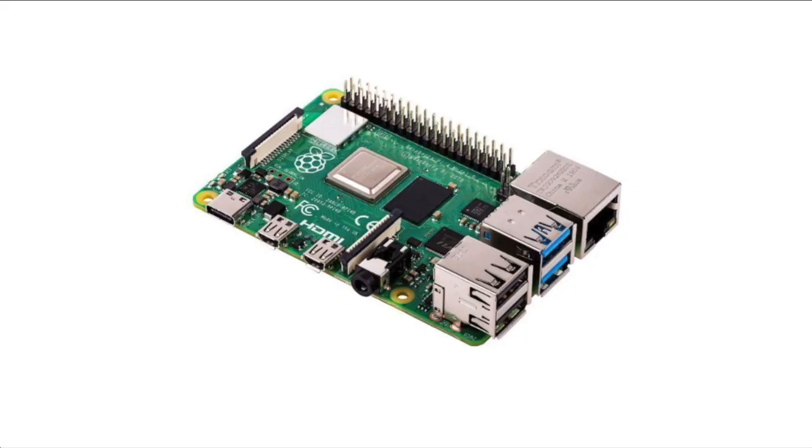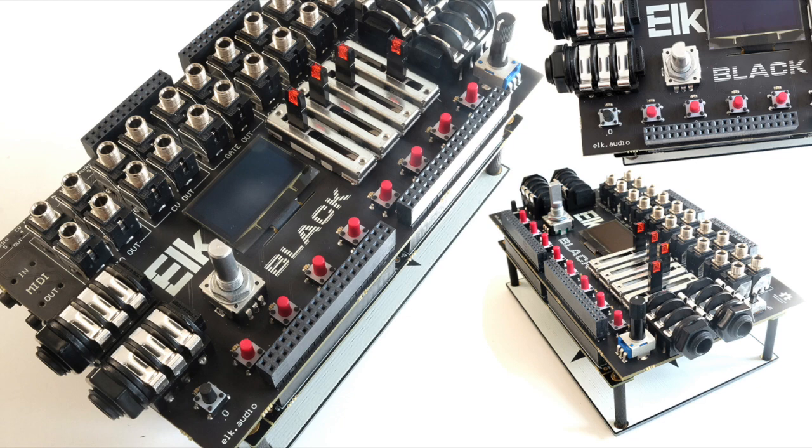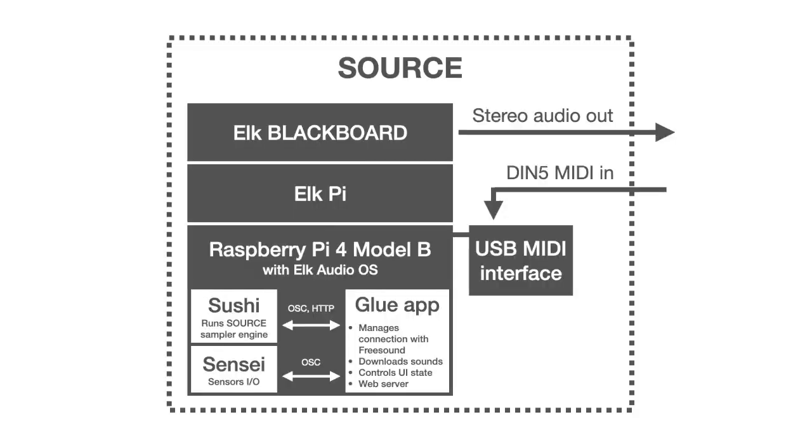Source is composed of a number of software processes that run on a hardware solution based on a Raspberry Pi 4, the Elk Pi Hat for the Raspberry Pi, which provides low latency multi-channel audio input-output, and the Elk Blackboard controller board, which provides the user interface elements, including buttons, faders, a display, and the audio input-output connectors. Here is the block diagram of Source.